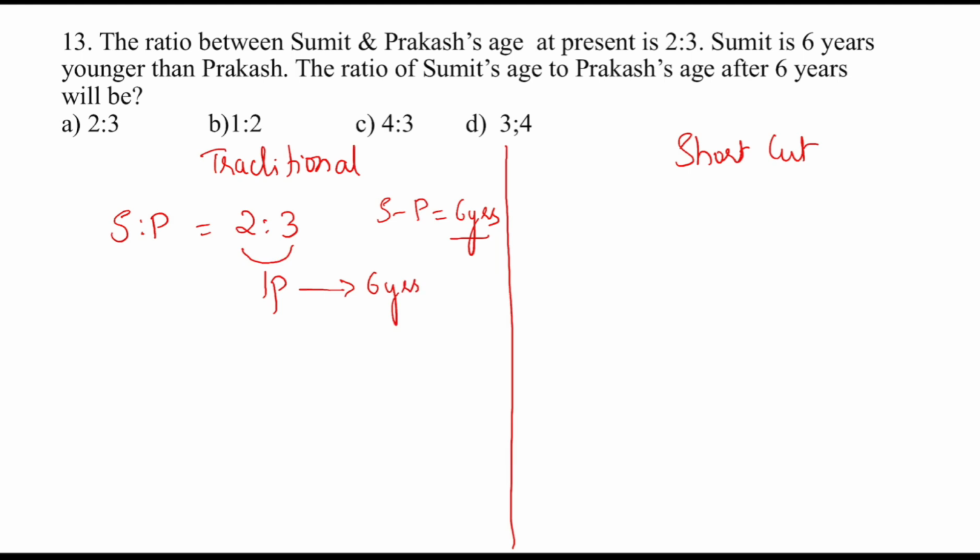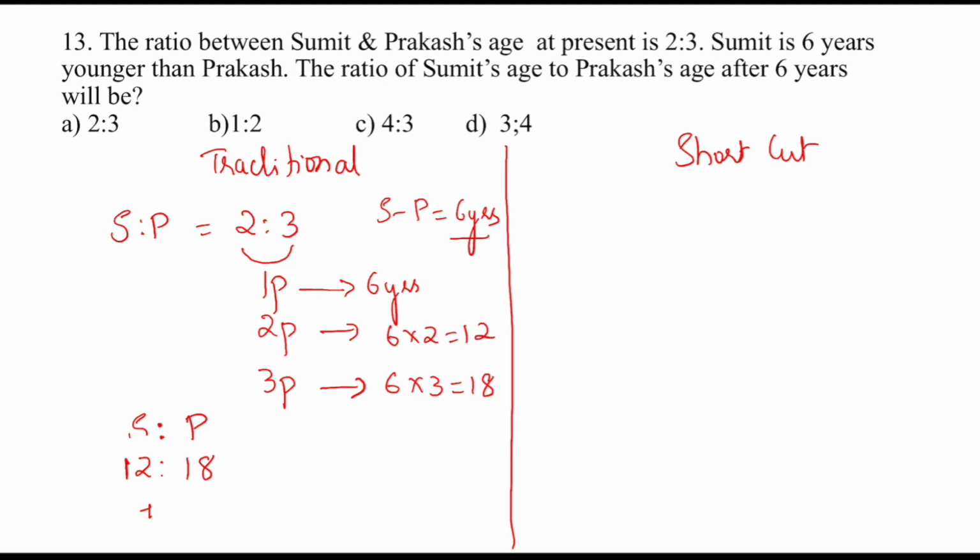If 1 part is 6 years, then what is 2 parts? 2 parts will be how much? 6 into 2, 12 years. Okay, and we want the ratio between Sumit and Prakash's ages, isn't it? So Prakash is 3 parts. So 3 parts will be how much? Again 6 into 3, which is equal to 18 years. Okay, therefore Sumit is to Prakash is 12:18.